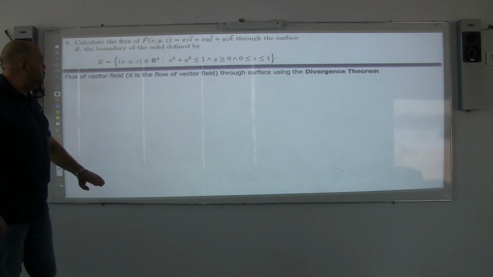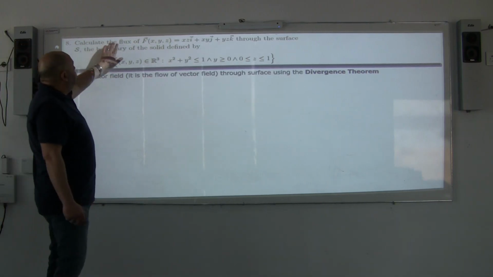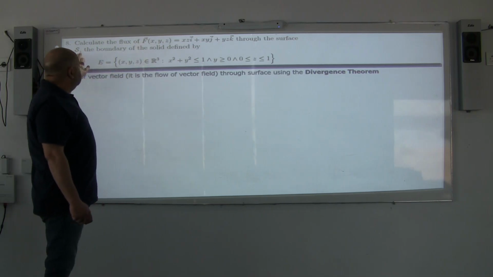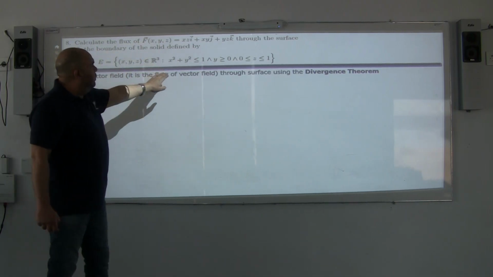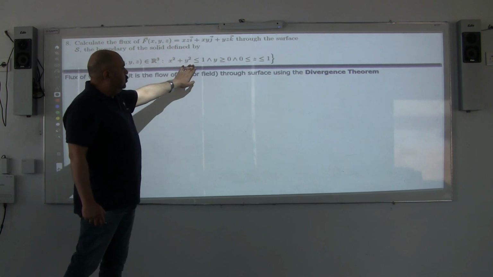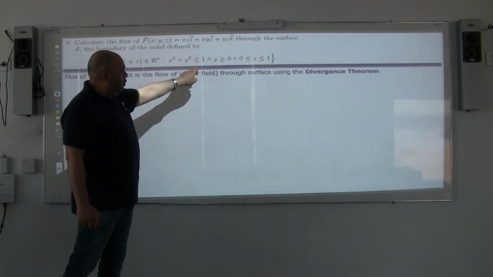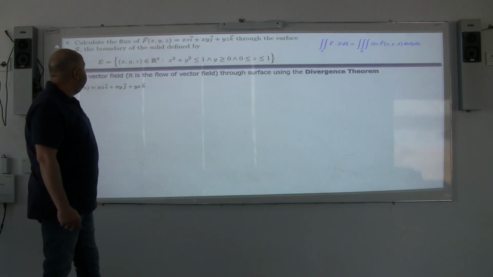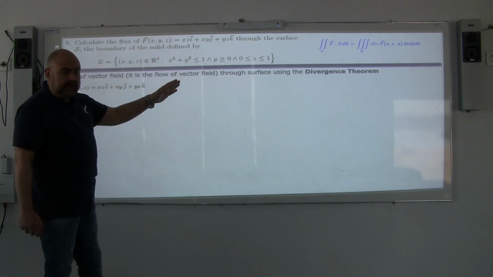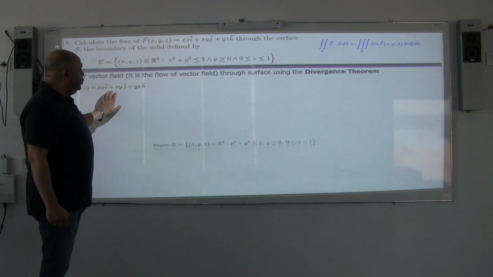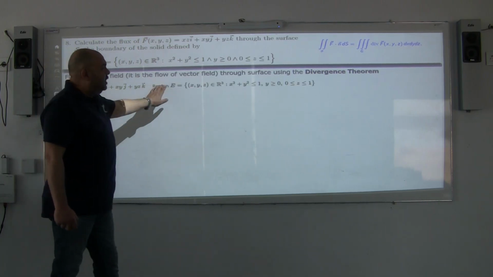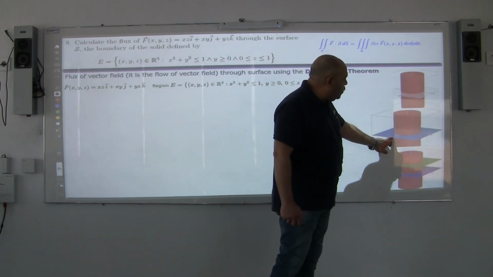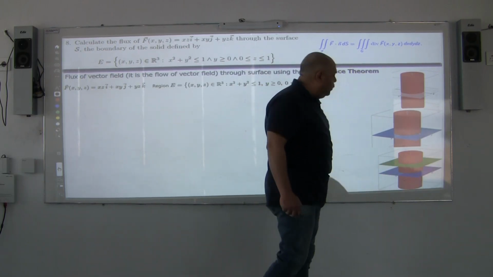So it's direct substitutions. Here it needs you to determine the flux of a vector field through the surface S and the boundary of the solid given by x squared plus y squared less than or equal to 1, y less than or equal to 0, and z between 0 and 1. Going directly to Stokes' theorem, that's the vector field that I have. That's the region given by a cylinder, and then between z equal to 0 and z equal to 1, I'm talking about this part.